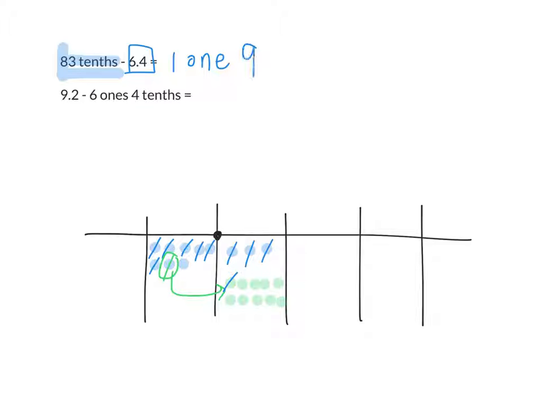9 tenths. Good. Do you guys see how when you put 5 in a row like that, it makes it really easy to see how many tenths are left? So 1 one, 9 tenths, or in standard form, 1.9. Okay, let's try the next one then.